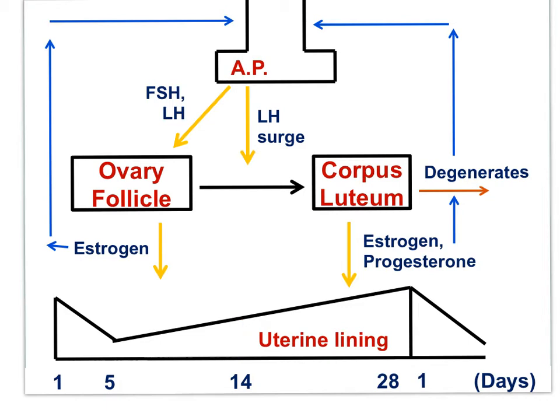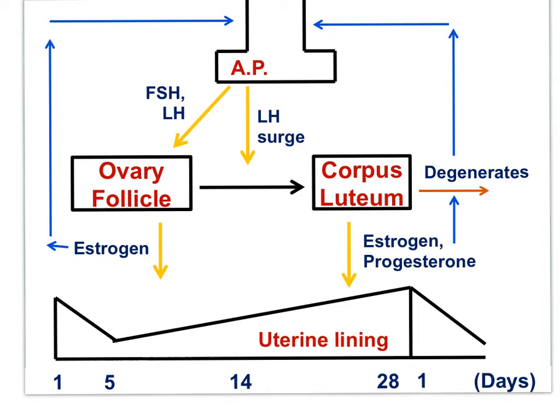But now the follicle, empty of the egg, becomes what's called the corpus luteum. And the corpus luteum continues to secrete estrogen and progesterone. Progesterone and estrogen target the uterus to continue the development of the endometrium. Progesterone and estrogen continue to feed back to the anterior pituitary to inhibit FSH and LH secretion from the anterior pituitary. This again is negative feedback.